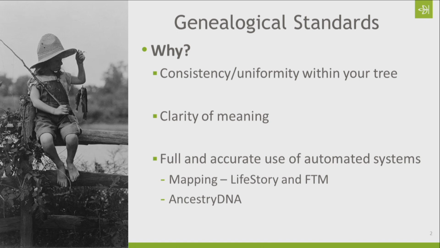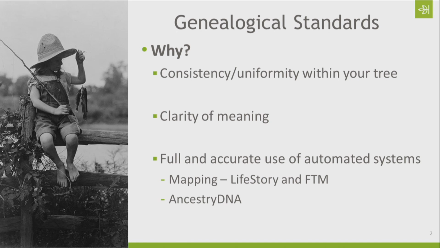Another really important benefit to you for following the standards is that it gives you full and accurate use of automated systems. If your tree is online at Ancestry or in Family Tree Maker, or if you're using any software program, the consistency in following the standards is what these programs were designed to recognize. And so if you're following those standards, you'll have full use, for example, of the mapping features. Life Story in the new Ancestry has a map. And if you've been consistent about following the genealogical standard for places, those maps are more likely to be accurate. Same thing in Family Tree Maker. We've got mapping features. Consistency will improve the accuracy of those mapping features.